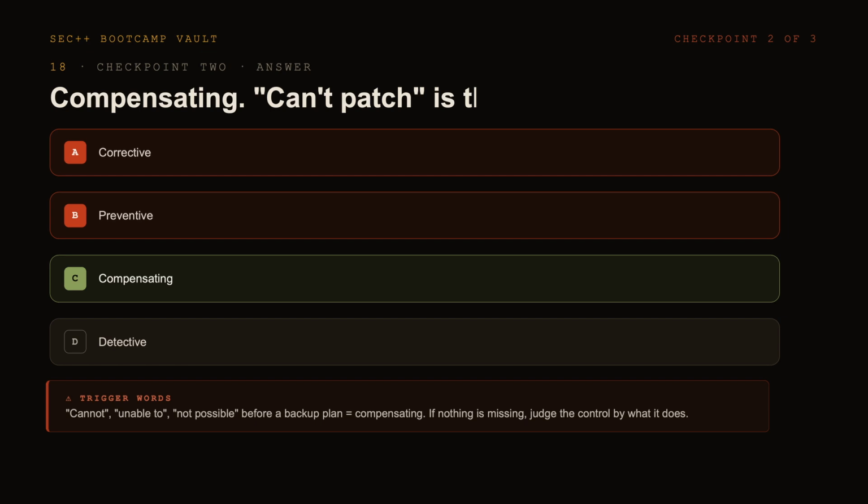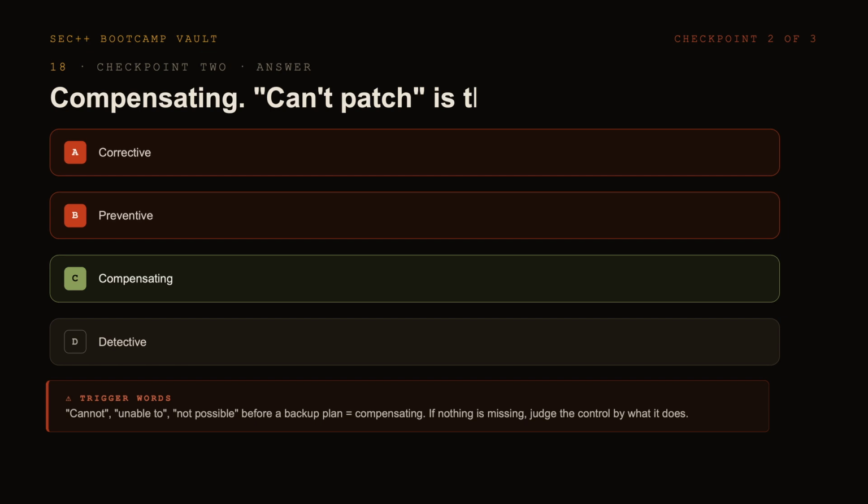When the control you want is off the table and something else steps in to cover the risk, that something else is compensating. If the question had just said, a company splits up its network to limit attacks, with no mention of a missing fix, then preventive would be right. Watch for the words cannot, unable, or not possible. Those words mean compensating.